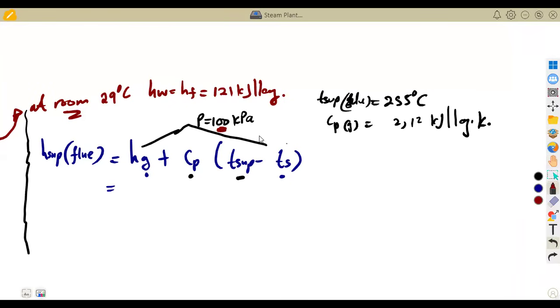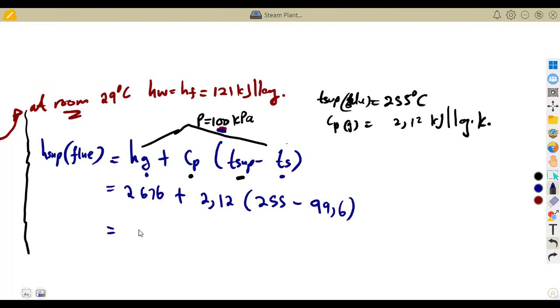So I want you to go under your steam table. You will find that Hg at 100 kilopascal is 2,676 plus Cp, which for the flue gases we're given as 2.12, into T sup, which is 255, minus Ts. At that pressure of 100, you will find that the temperature there is 99.6 degrees Celsius. It's unfortunate that I did not insert this when I was preparing this class. So this is H sup for the what?